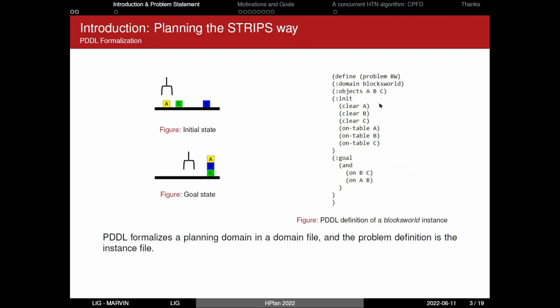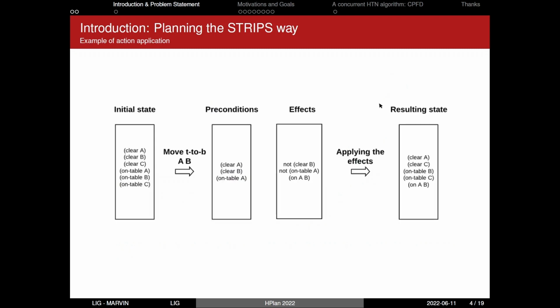In STRIPS planning, we represent a state as a collection of propositions. The propositions are the properties that are verified by the objects within the problem. In the same way, an action is a combination of two sets of propositions. The first set represents the precondition set, which are the propositions that must be verified in order to apply an action, and the effects set, which are the propositions that will be modified when applying the action.